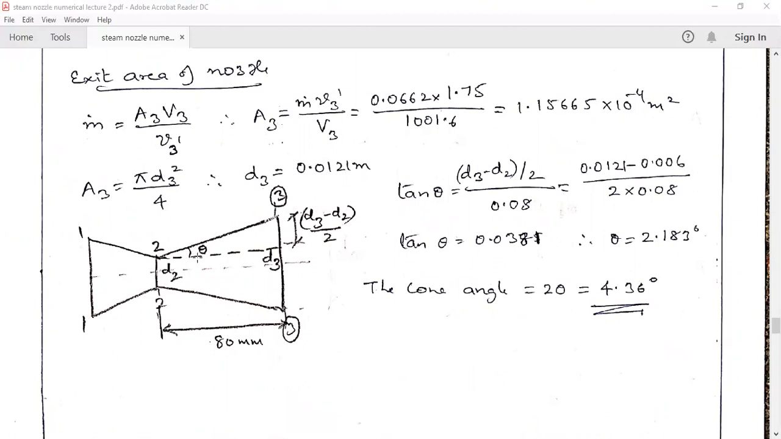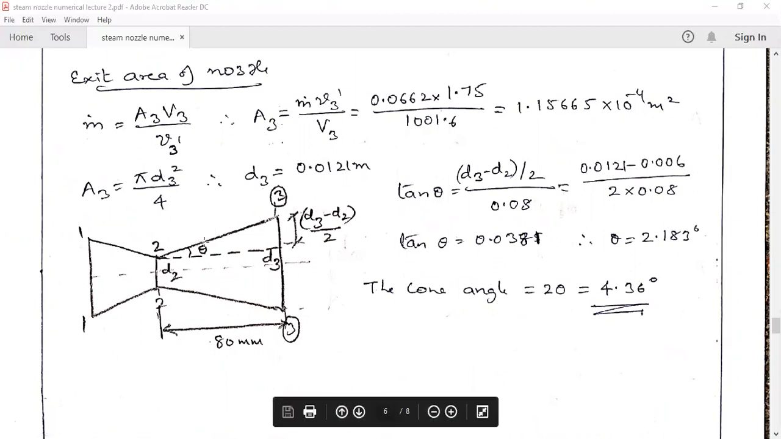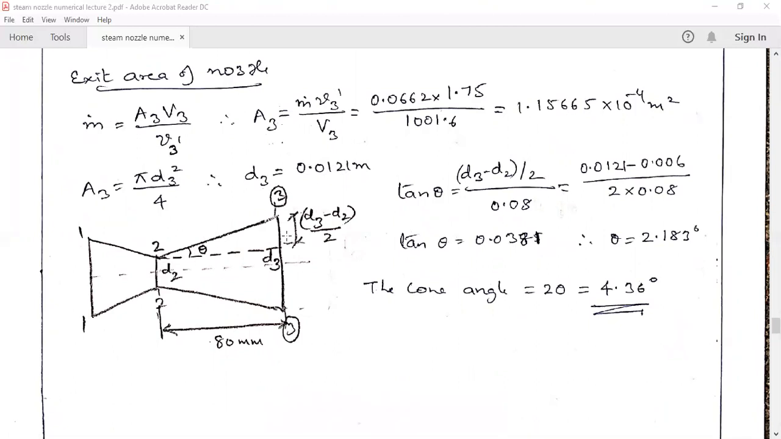To find the cone angle, you now know the diameter at the throat and the diameter at the exit of the divergent section. So you need to use the tan formula. Tan theta will be equal to opposite side by adjacent side. What is this opposite side length? That will be equal to complete D3 minus D2, divided by two, because you have two portions on either side. This half comes here, and this half comes at the bottom part.